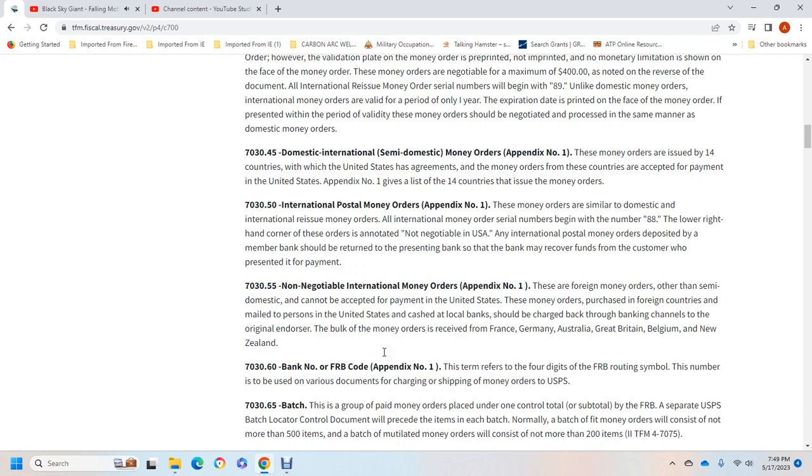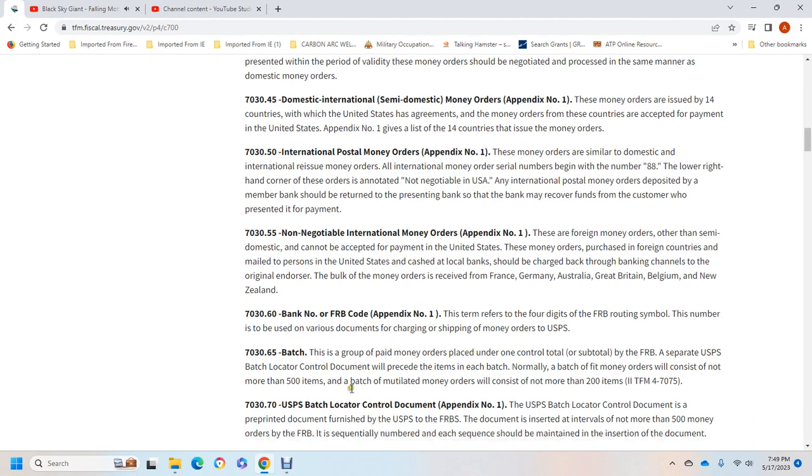This term refers to the 4-digit Federal Reserve Bank routing symbol. The number of the various documents is used with the charging and the shipping of the money orders with the USPS.